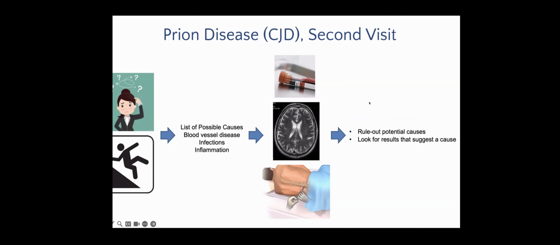And the most important thing here is you want to go down that list and see if you can rule out potential causes and then look for tests that may suggest that this is what's going on, X, Y, or Z. So when we look specifically at prion tests, there are kind of three big ones. There's the electroencephalogram, or EEG, that looks at brain waves. There's the brain MRI, and then there's the spinal tap.